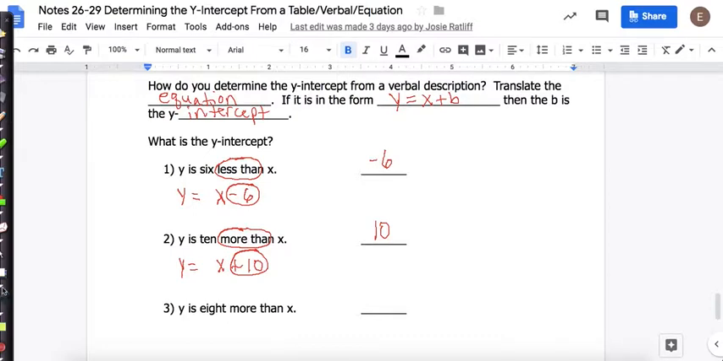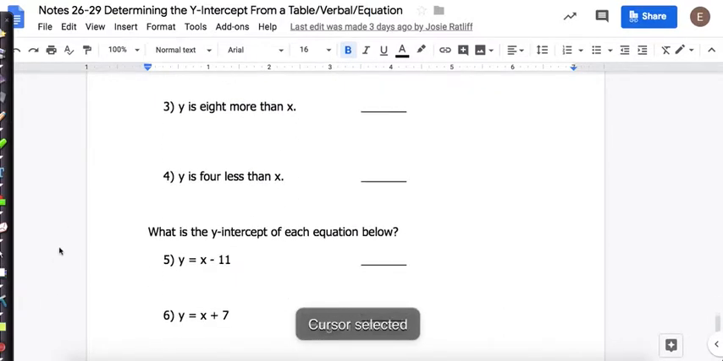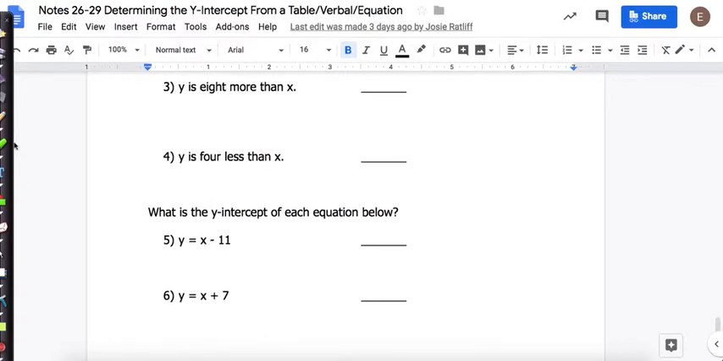Okay, let's look at example 3. Y is, so that means y equals 8 more than x. So it's a switch around word. So instead of 8 plus x, I would write x plus 8. The ending is plus 8, so that means it crosses the y-axis at positive 8. So the y-intercept is 8.